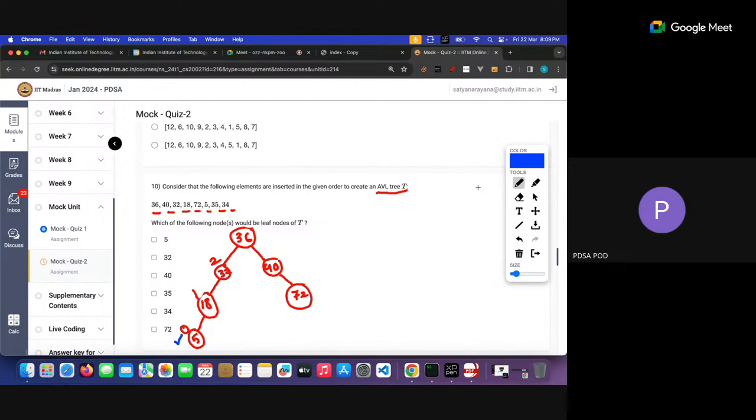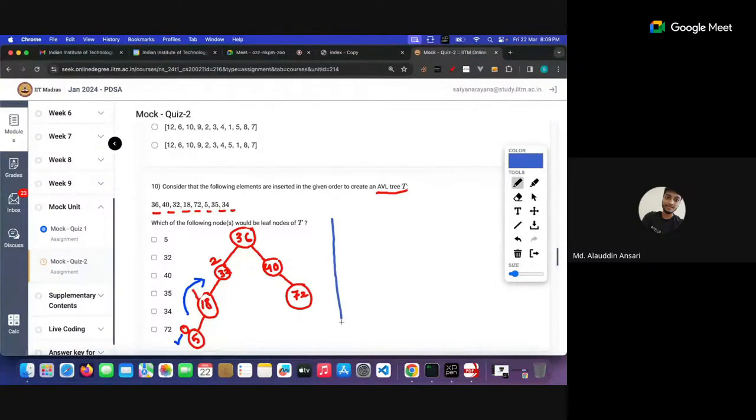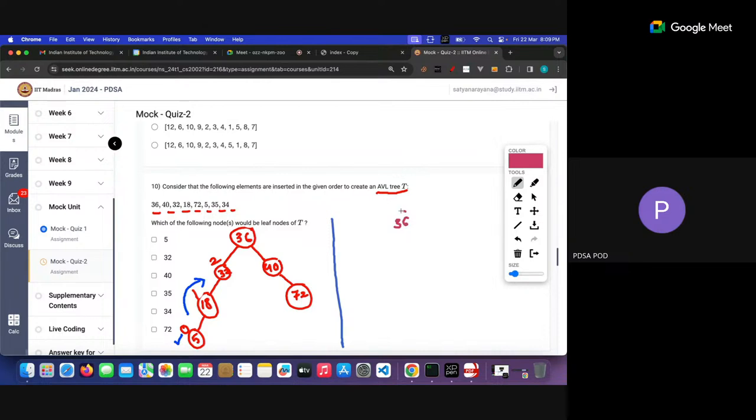When do you do the right rotation? We do a right rotation here because of that unbalancing factor. Once you do that right rotation, what could our tree be? See, I'm making one partition here. The updated one we are updating now, again in red color. So here 36 is there, and my 32 is here.